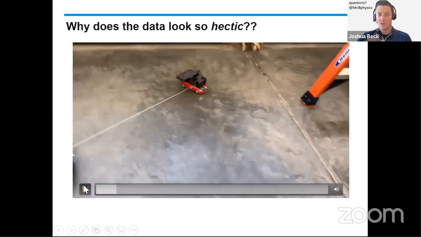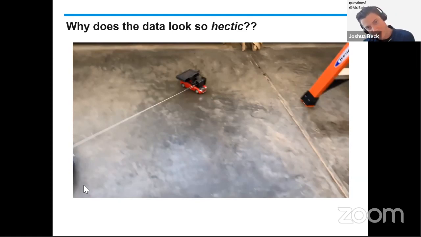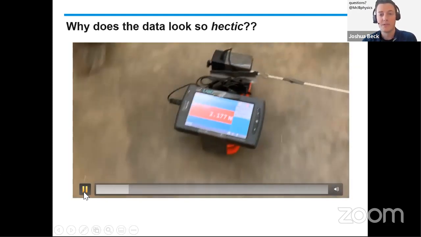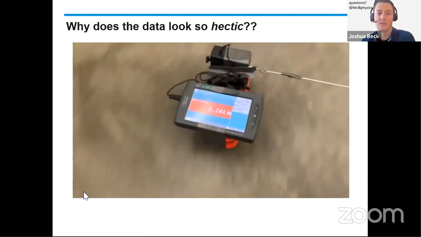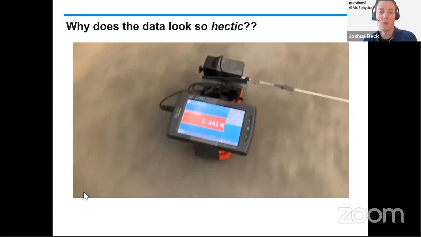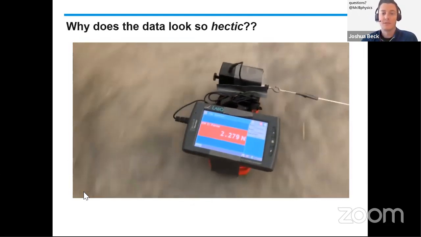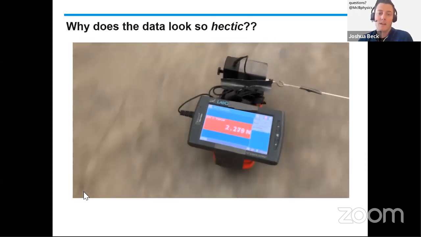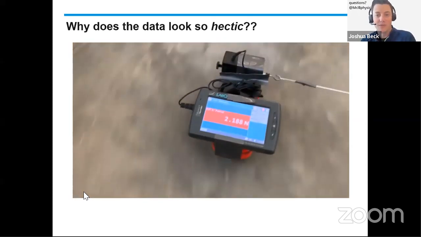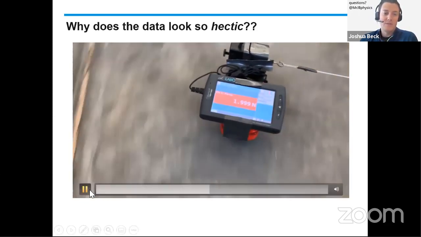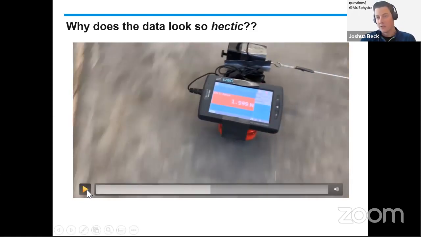And on this second loop, I'm actually going to run behind this thing and run around in circles with my camera zoomed in on the force sensor so we can see the actual force values. I'll slow down the video. So right here, we see 2.177 newtons, 2.241 newtons, 2.279 newtons, 2.188 newtons, 1.99 newtons.